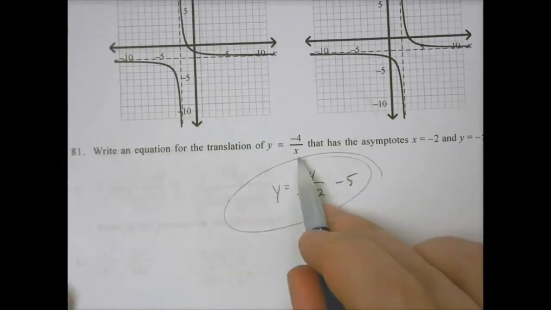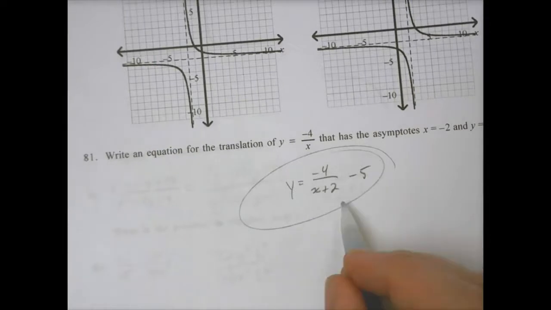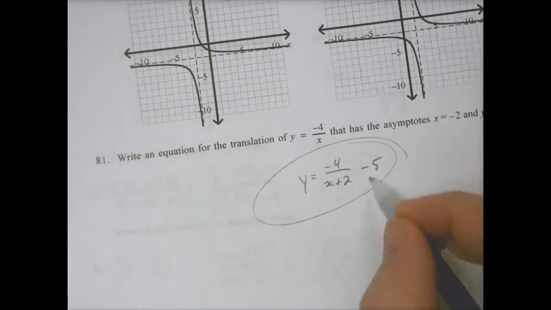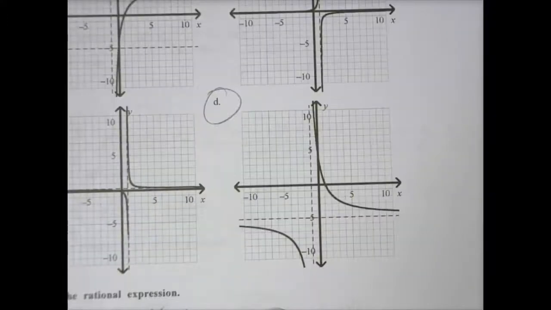All right, we have -4 over x. That has the asymptote of x equals -2. So that is the zero of our denominator, so x plus 2 on the denominator. And then it has a y at -5, so it has moved down 5, so I have -5. Same thing. Type it in your calculator, see what it looks like. It looks like D.